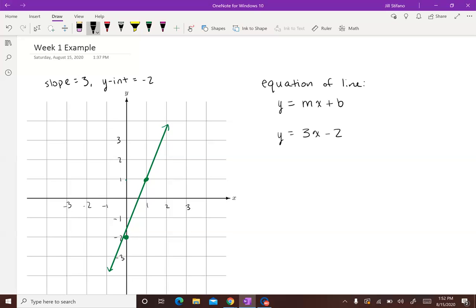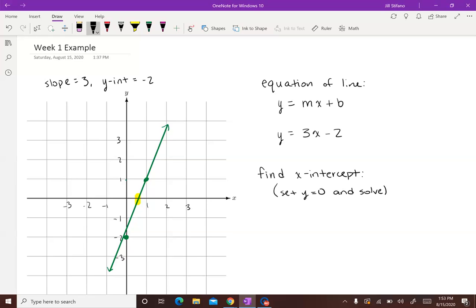Now we could also be asked to find the x-intercept. We know that the x-intercept occurs where the graph crosses the x-axis. And this always happens when y equals 0. So to find the x-intercept, we will set y equal to 0 and then solve the equation.